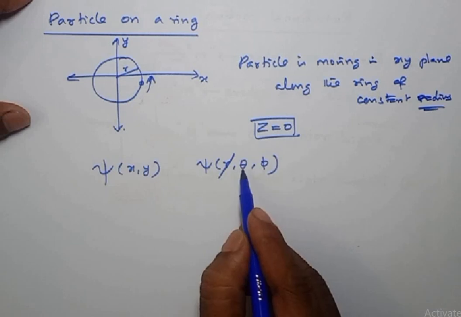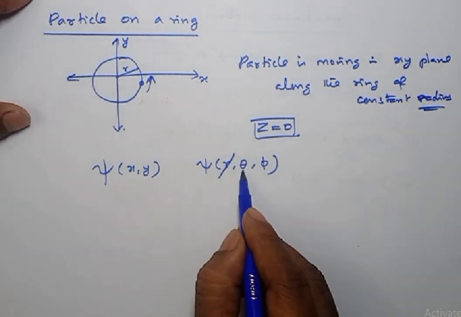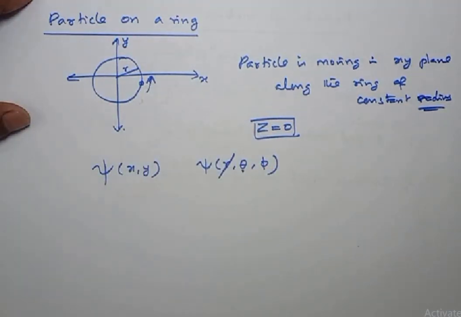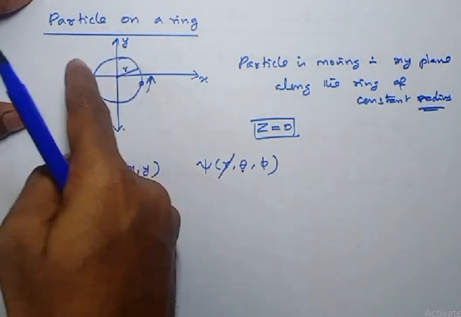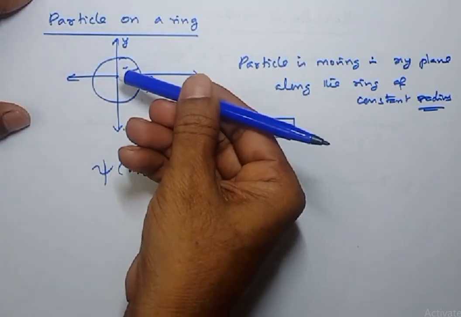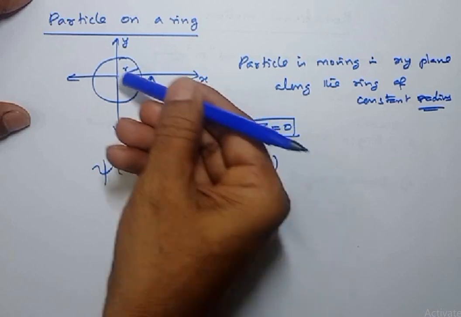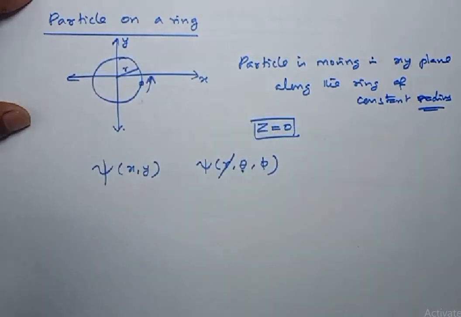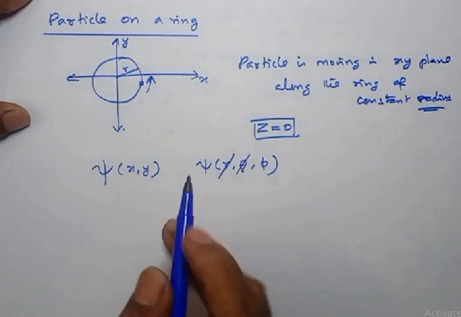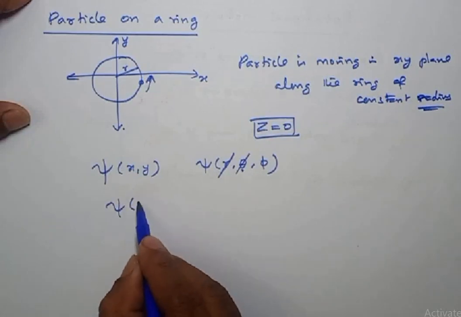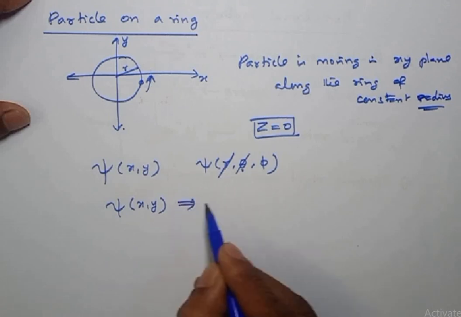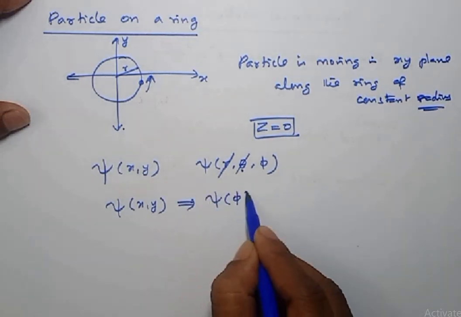Then what about theta? Theta is the angle between the z-axis and the line joining the origin and the particle. The particle is moving in the xy plane, so this angle is exactly 90 degrees, which is also constant, so remove that. Therefore, observe carefully: the wave function in Cartesian coordinates depends on two variables, whereas the same wave function in spherical polar coordinates depends only on one variable.